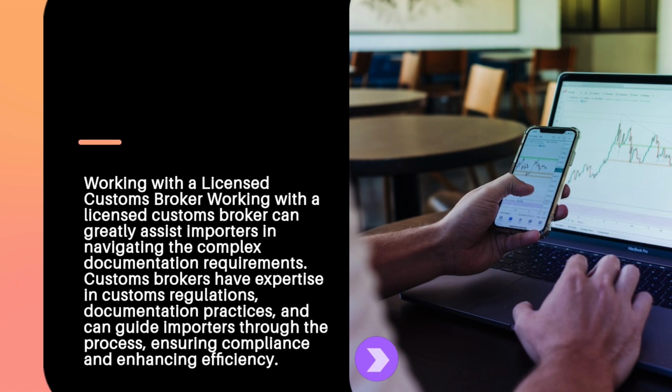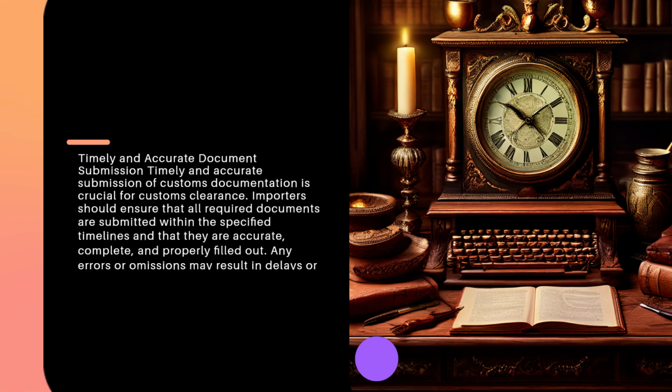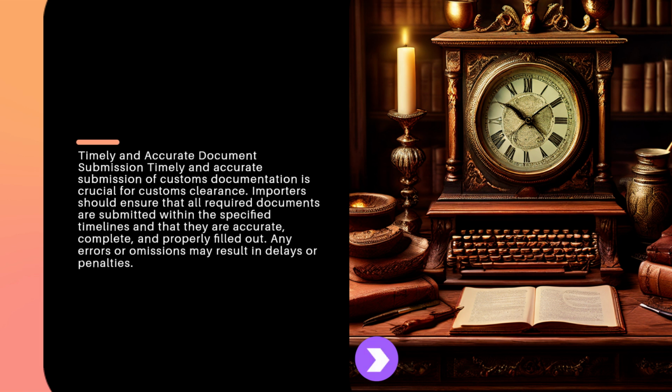Working with a licensed customs broker. Working with a licensed customs broker can greatly assist importers in navigating the complex documentation requirements. Customs brokers have expertise in customs regulations and documentation practices, and can guide importers through the process, ensuring compliance and enhancing efficiency.